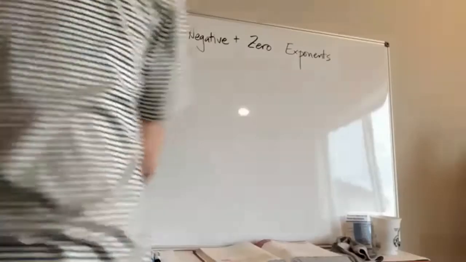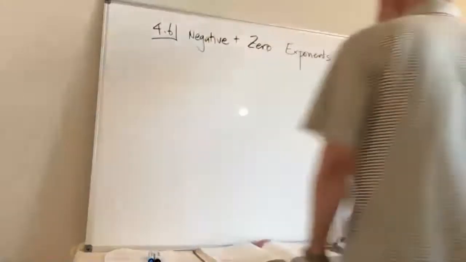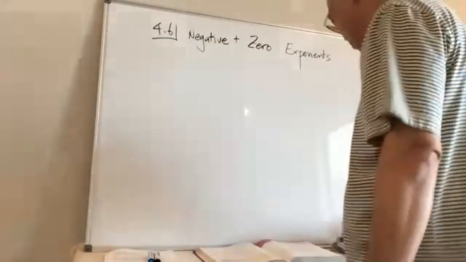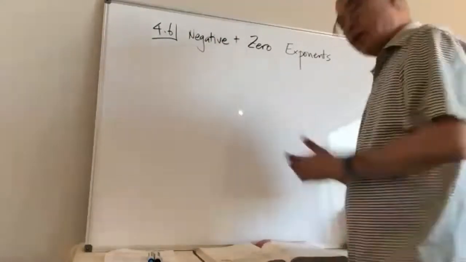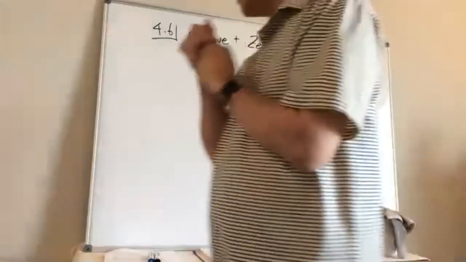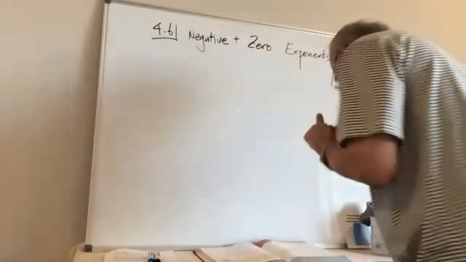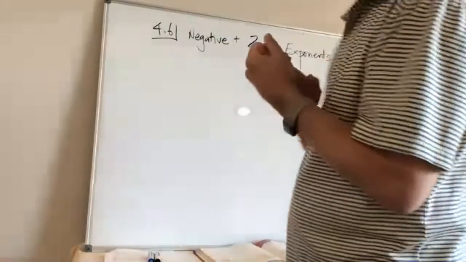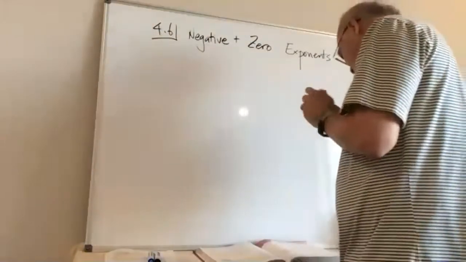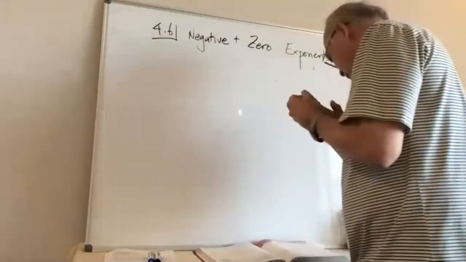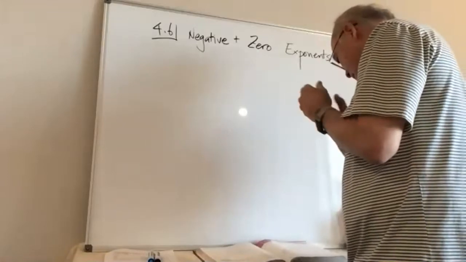All right, let's go ahead and move on to 4.6. Now we are in 4.6, and in 4.6 we're going to talk about negative and zero exponents. If you go on to page 201 in your book, there is a negative and zero exponents beige box there.